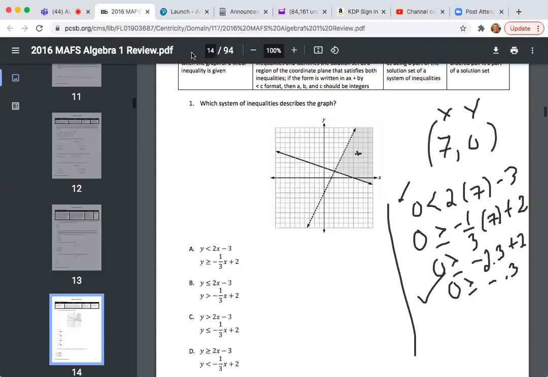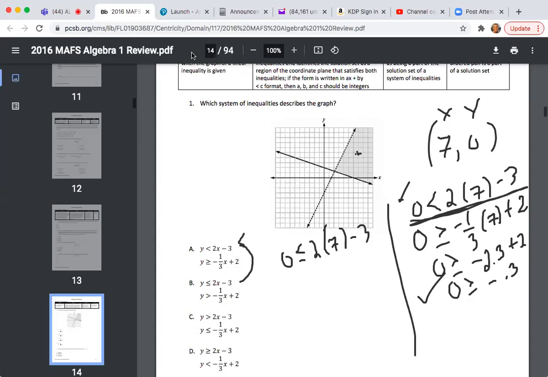Well, we did this one right here, guys. It looks very similar to this one, so we don't have to check it here. Let's check it with the second one. Let me see. Is it going to make it true as well? I think so. Let me see. 0 is less than or equal to 2 times 7 minus 3. Yeah, I think it does make it true too.